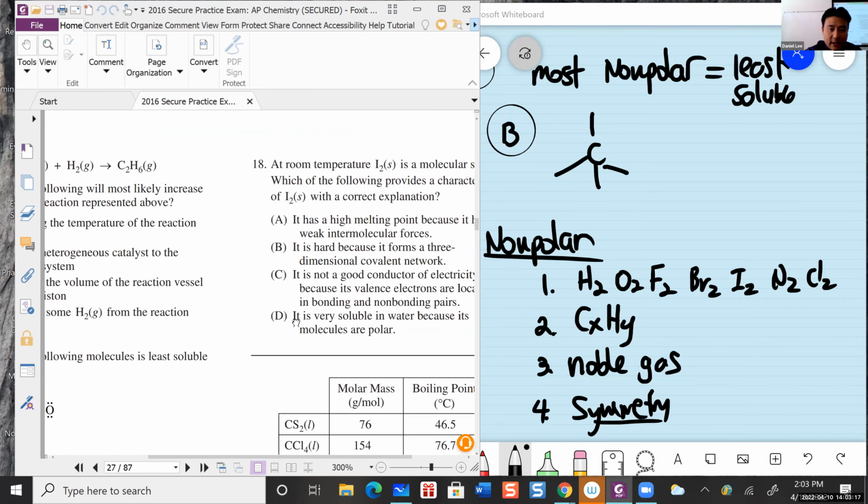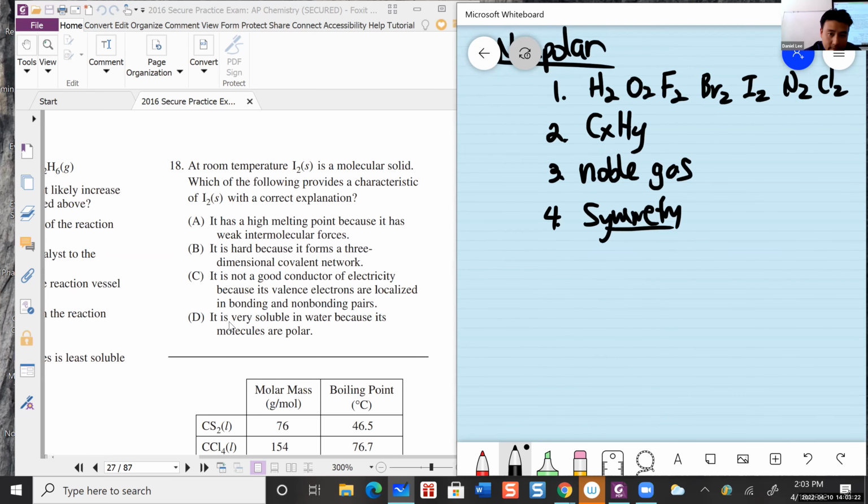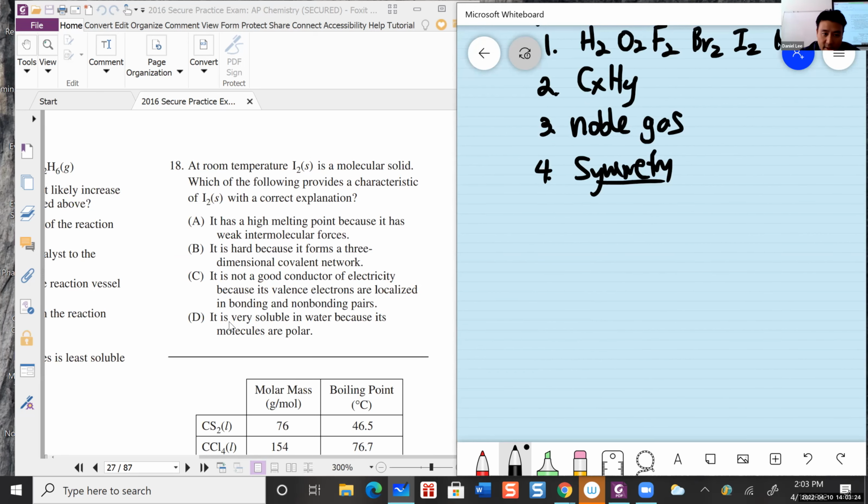Number 18, let's take a look at this one. Number 18 has to do with intermolecular force as well, and also solids and liquids. It says that at room temperature, I2 is a molecular solid. Sure, solid, right? So which of the following provides characteristics of I2? So what is a molecular solid? A molecular solid does not have high melting and boiling points. A is wrong. A molecular solid is soft. An ionic solid is hard, right? Now, for molecular solid, C is the answer.